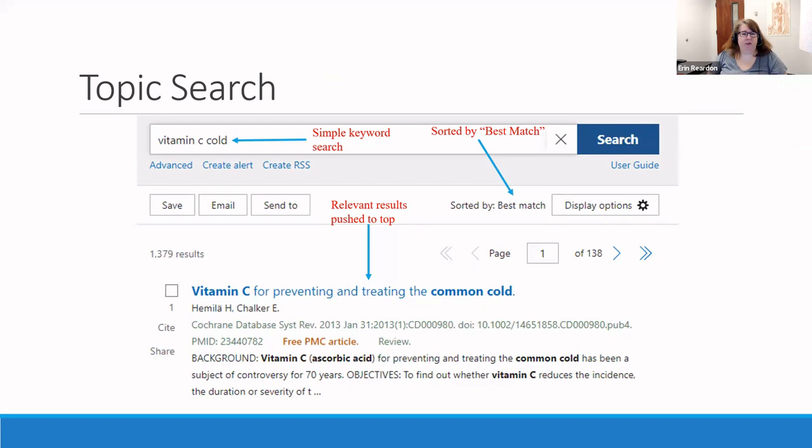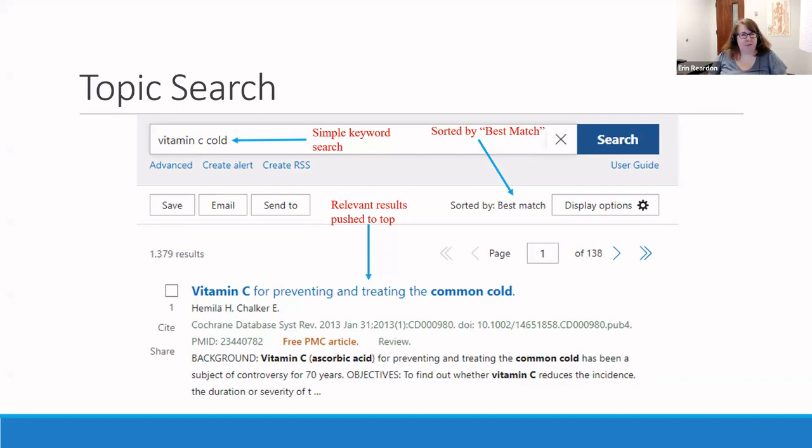So here's an example of what a topic search might look like. You're using a simple keyword search. In this example, it's vitamin C cold. By default, PubMed is going to sort the results by what it thinks is the best match to your query. So this is what PubMed thinks is the best match.